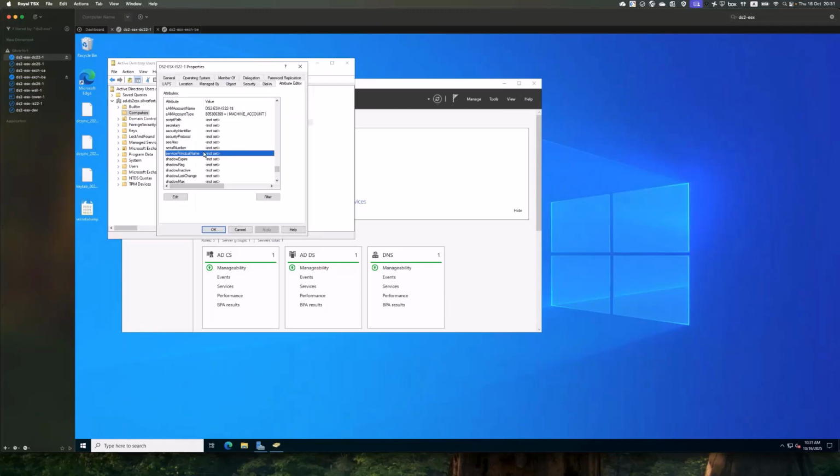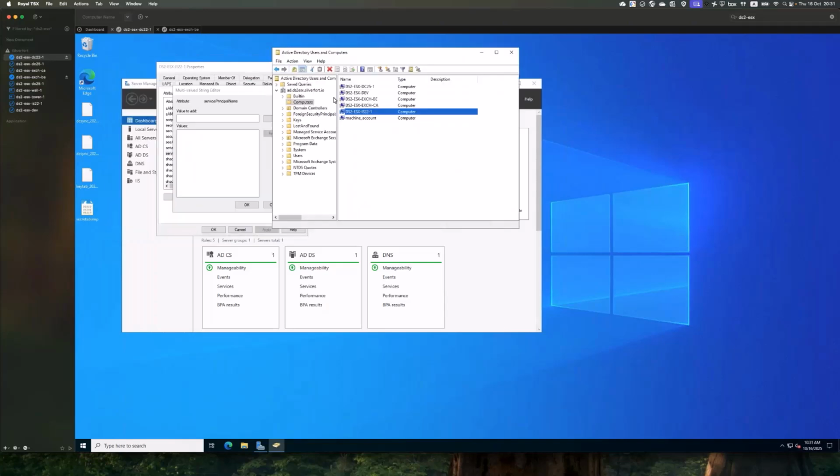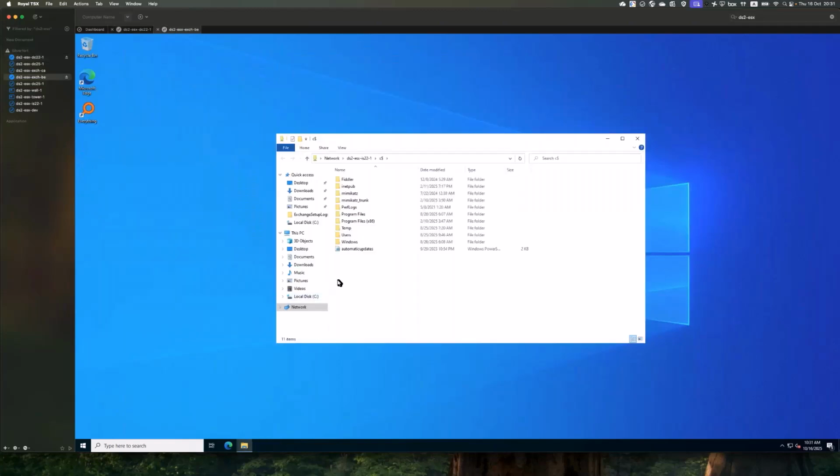And in this example, I can see that there are no service principal names for this computer. And if I add the correct service principal name, then it will start working again. Any questions about this demo?